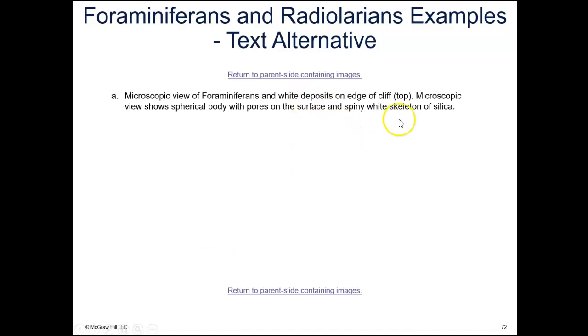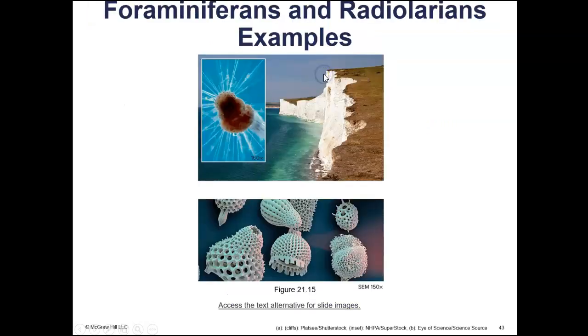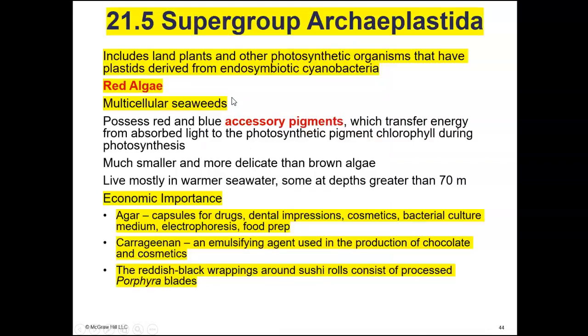Yes, they are radiolarians, because it says the spiny white skeleton of silica. So these down here at the bottom have a glassy silicon-based test. These are actually just the shells, or the test, of the radiolarians. The radiolarians are no longer there, but their pseudopods extend out of the little holes in the test. So you can see the radiolarians here, the White Cliffs of Dover that are produced by the foraminiferans, and then up in the top left you can see a living foraminiferan.